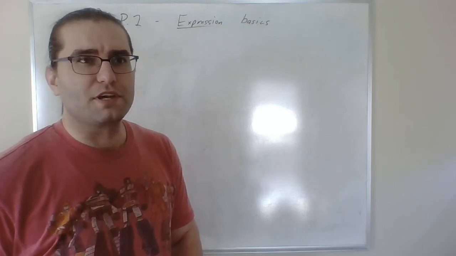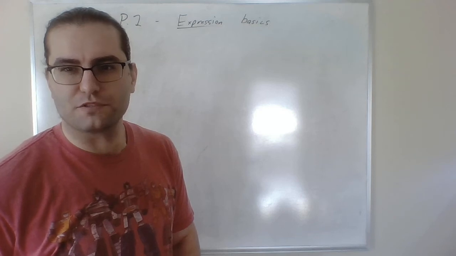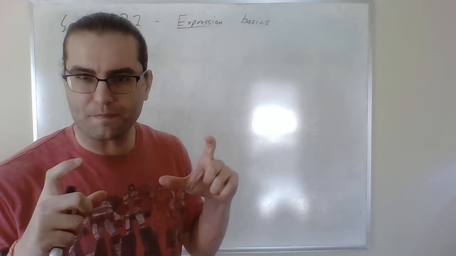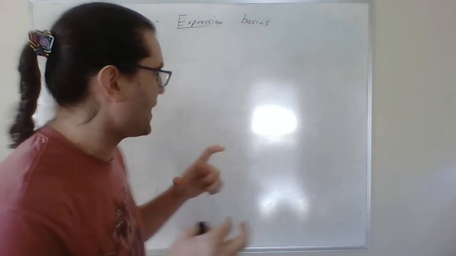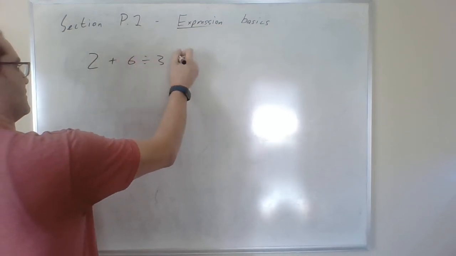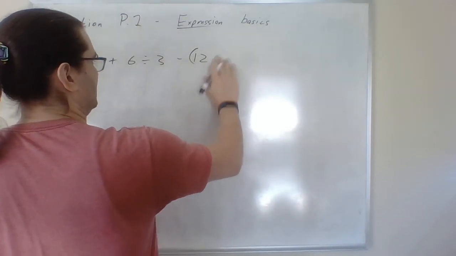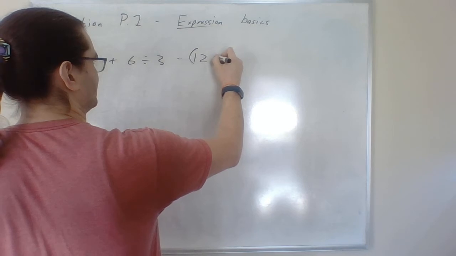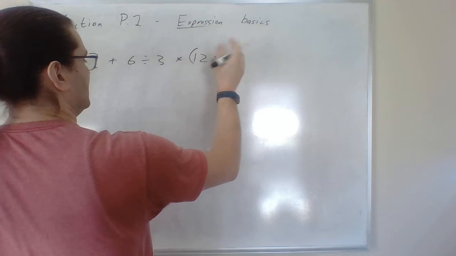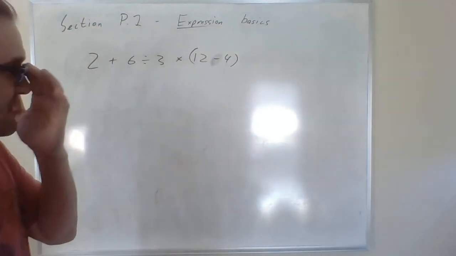Order of operations is weird because people like to go on Facebook and post these messages that say like 90% of people get this wrong. And it's just a math thing, like 2 plus 6 divided by 3 minus 12 plus. Now let's do times 12 minus 4. Just a bunch of weird nonsense like this.